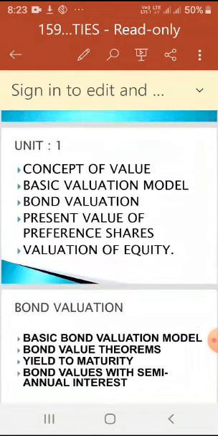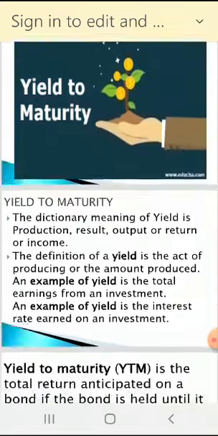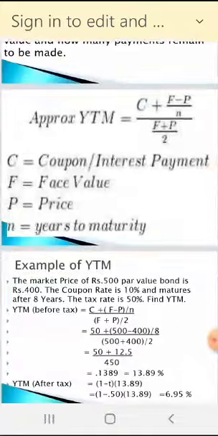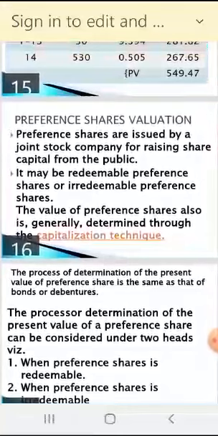Bond valuation, third point of our unit number 1. First we covered the meaning and concept of value. Then the basic valuation model. And last, bond valuation. Please look here properly. Step by step we are covering the syllabus. So bond valuation we completed. Now we are coming to the present value of preference share, the fourth point of the syllabus. You will find it here.